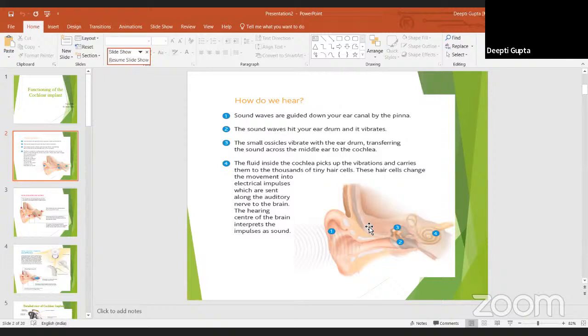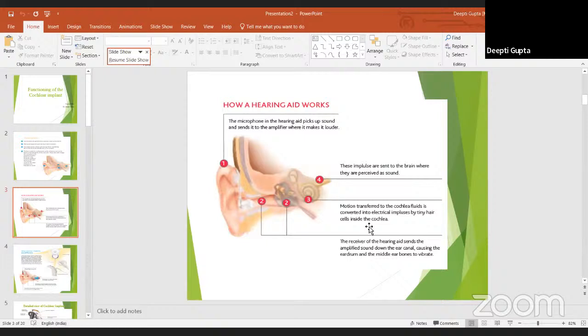Now we move towards the functioning of the hearing aid, so that we can understand the difference between the cochlear implant and the hearing aid, and how a hearing aid is beneficial and different from how a cochlear implant is beneficial and different from the hearing aid.